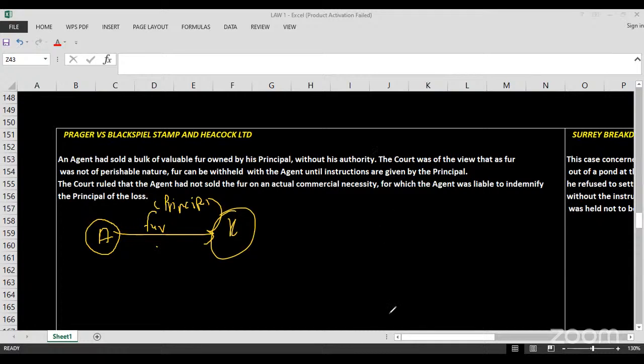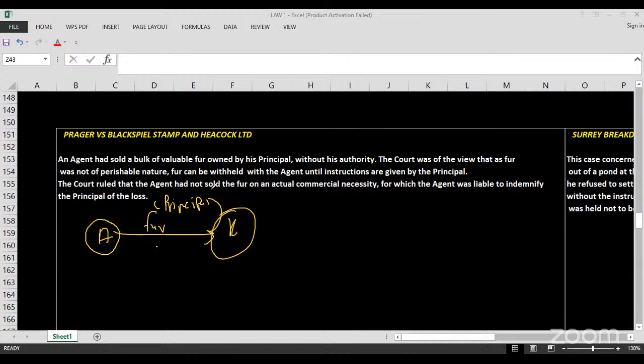The court was of the view that as fur was not of perishable nature, fur can be withheld with the agent until instructions are given by the principal. Now, the court is telling us that fur is not perishing, so it's not a perishable item. So the agent should have waited until he got the instruction from the principal. It's not an item to be sold quickly.